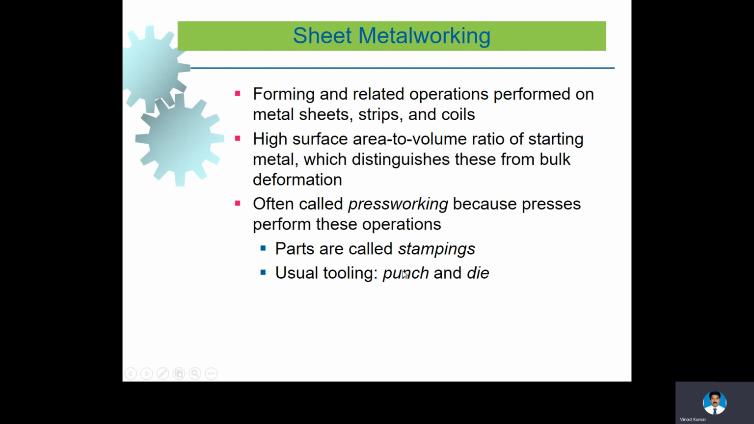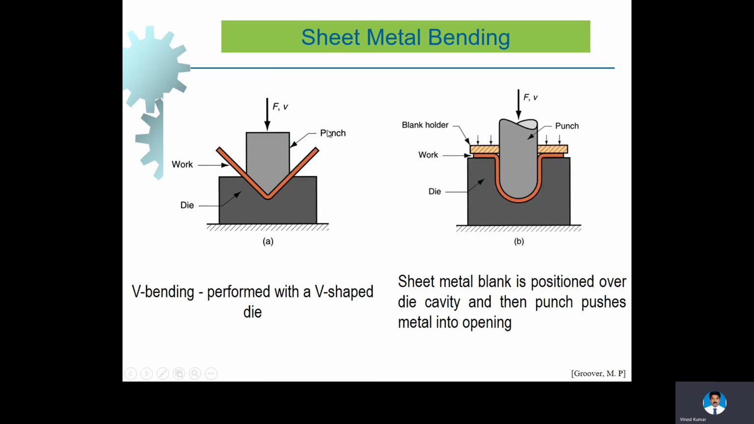Some examples are stampings, punch and die, etc. Now you can see here some examples of sheet metal bending. A punch operates and the metal bends. As you can see here, the metal bends. And whenever the metal bends, there will be a combined effect of tensile and compressive stresses. This operation we call the V bending operation. And here it is sheet metal bending because it is performed on a sheet metal, and the initial billet, initial material or raw material will have a high area to volume ratio.